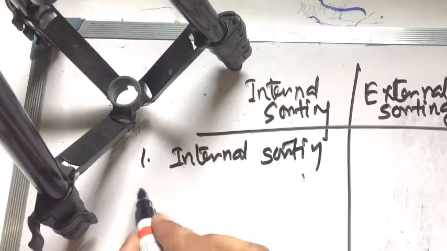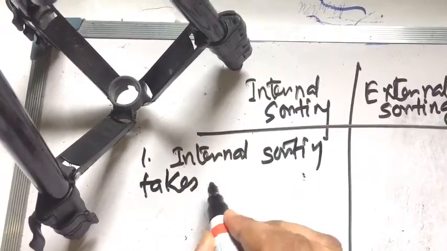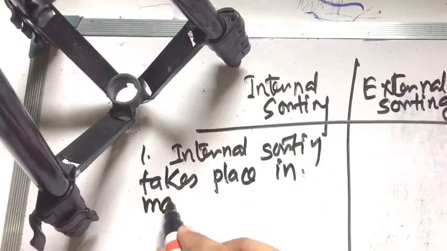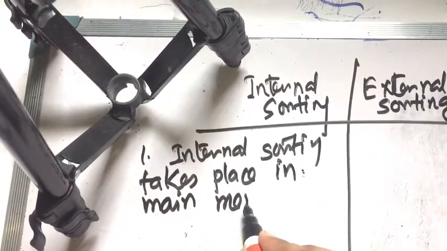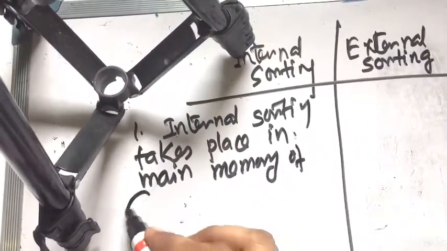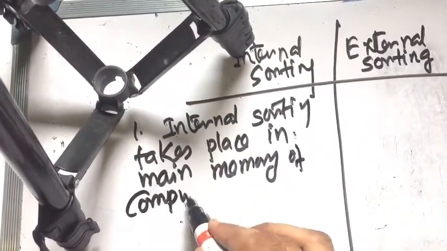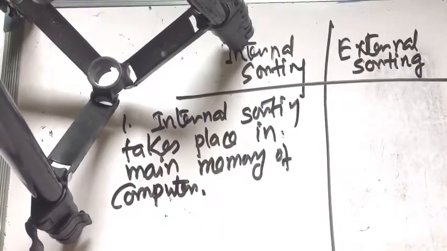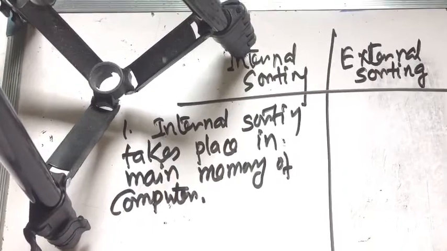sorting takes place in main memory. Internal sorting takes place in main memory of computer. Main memory means RAM of computer. So internal sorting takes place in main memory of computer. That's why it is called internal. Internal means inside the RAM.